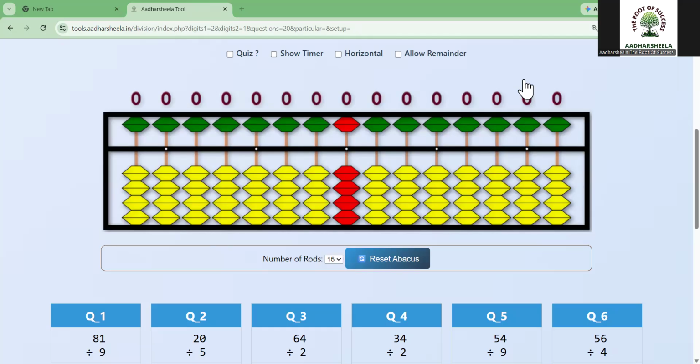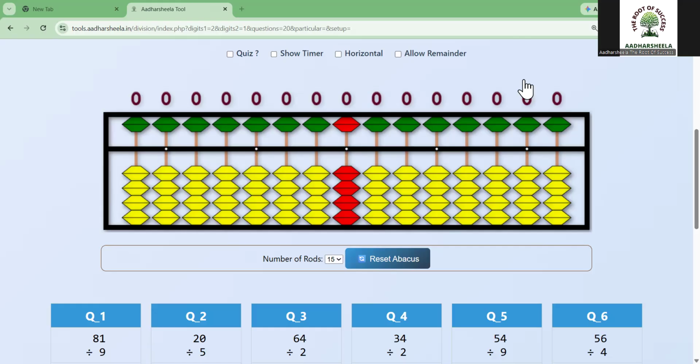As of now, we have already completed level 4 of Abacus. If you have not watched the videos up to level 4, you can watch them, where we have done addition, subtraction, and multiplication. Now in level 5, we are going to start division. Here you can see we have an Abacus tool in front of us, and here we have very small, very easy division questions for small children.